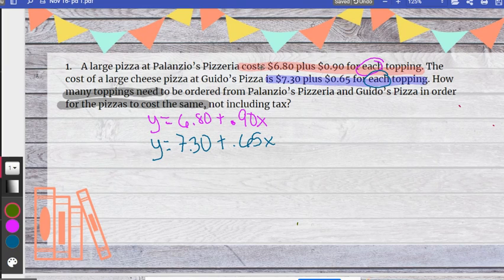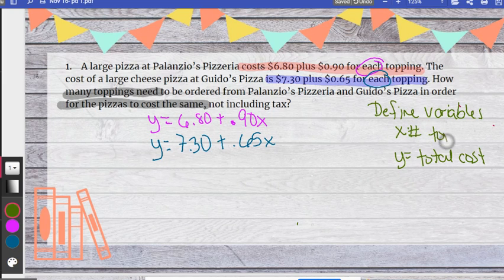So now that we have our 2 equations, we cannot forget to define our variables. So defining our variables here, we have an X, we have a Y. Our Y, we already said, was total cost, because that's something that it didn't give us. That's why our Y is in this place. And our X here is going to be the number of toppings.